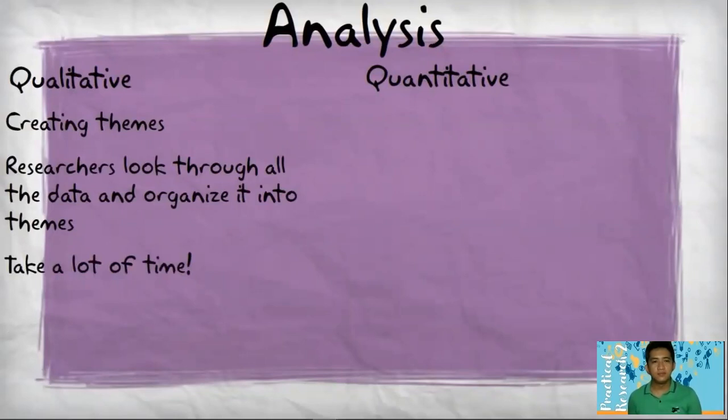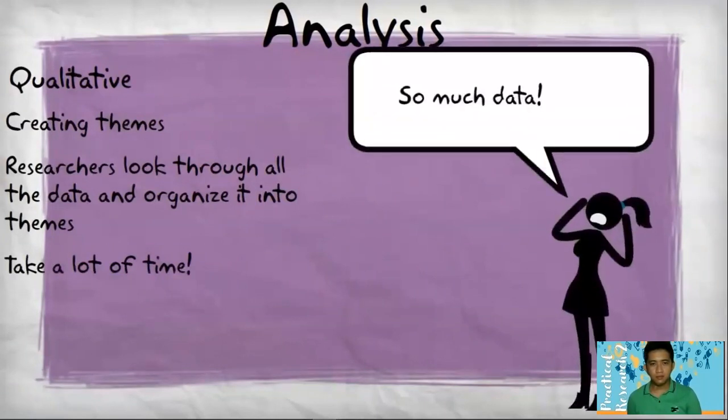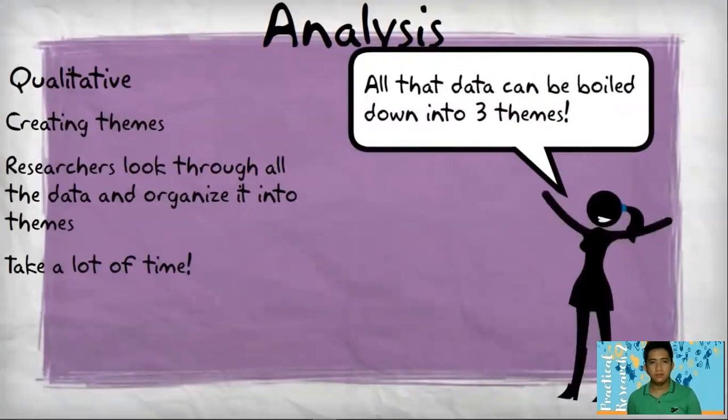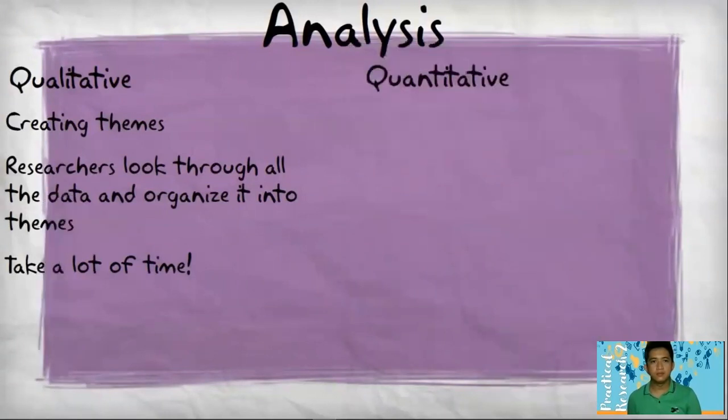For example, let's say a researcher interviewed students about their experience eating healthy on campus. From the interviews, there were over 80 pages of interview text to read. From those pages, the researcher was able to analyze the data and group it into three major themes: students believed that there was a lack of healthy options on campus, the healthy options were too expensive, and they felt that unhealthy options were just too tempting.